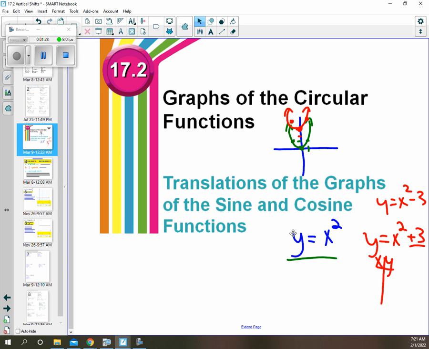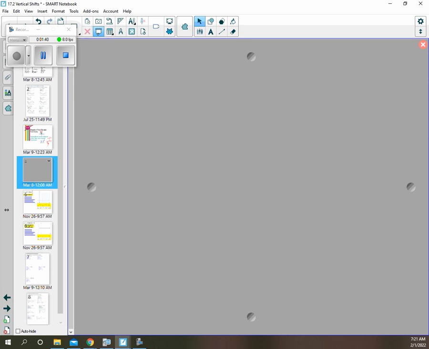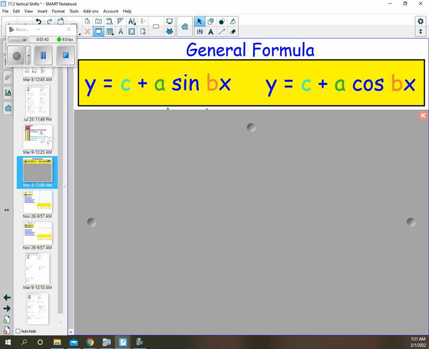And you can also slide these graphs actually left and right. You can do horizontal translations as well. We're not going to be talking about that in this course, but you definitely can do that as well. So that's our plan. That's what we're going to be looking for. All right, so we've got lots of information here to talk about. So how are these equations different?